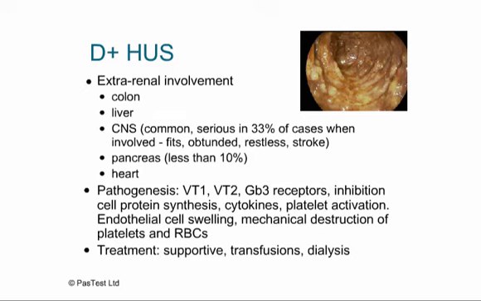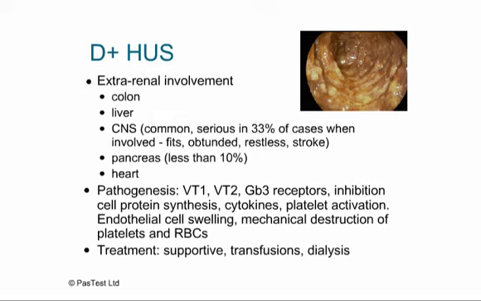The treatment of D plus HUS is largely supportive. Nothing has been shown over the years to help with the disease to change its course in any way. And largely, if you require dialysis, you'll get it, and typically we're dialysing children for around 10 days with D plus HUS. If you need a blood transfusion, then that's given, and very, very infrequently platelet transfusions are required, with the same indications for a platelet transfusion as you'd see in something like idiopathic thrombocytopenic purpura.